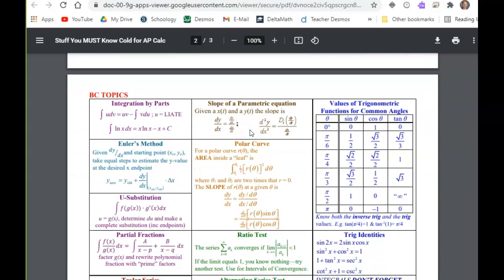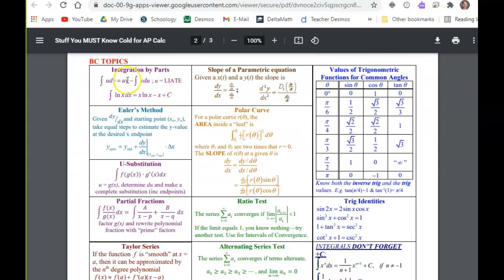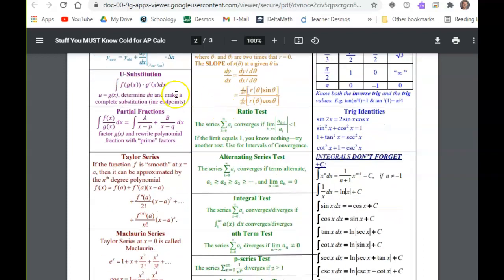If you flip it over to the back side, there's a lot of BC concepts here. So watch where my cursor is, and I want you guys to just cross out, put an X through basically the integration by parts, slope of a parametric. So these boxes, Euler's method, polar curves, cross those out. We did U substitution, so I would leave the U substitution. But then partial fractions, ratio test, cross those out.